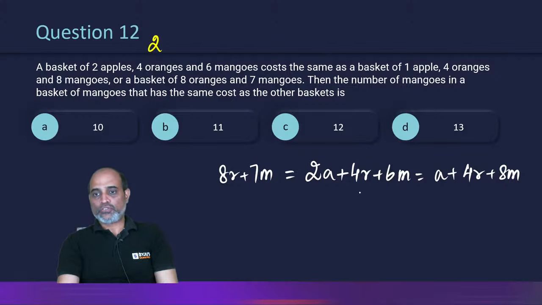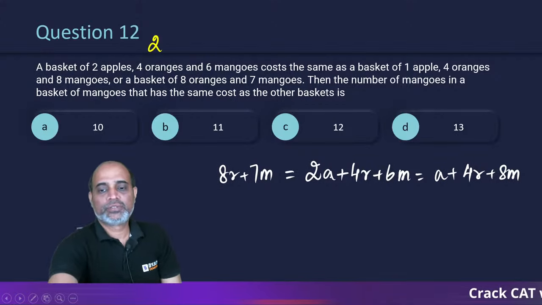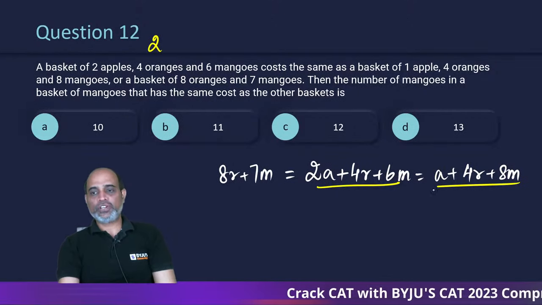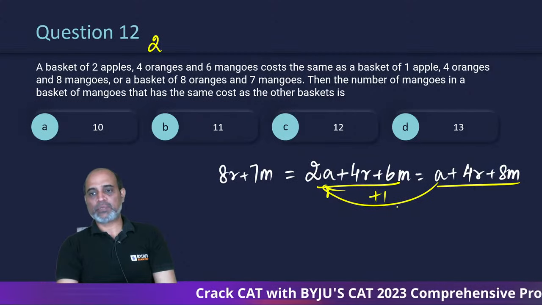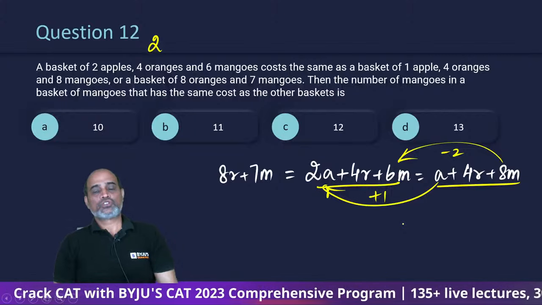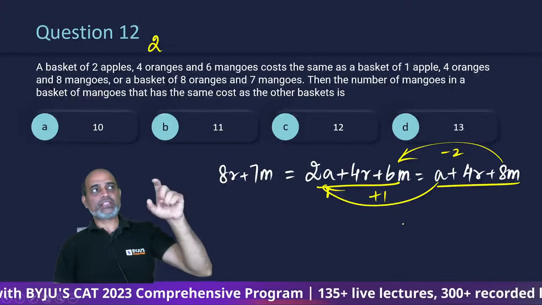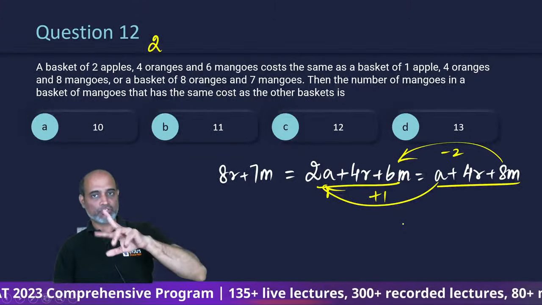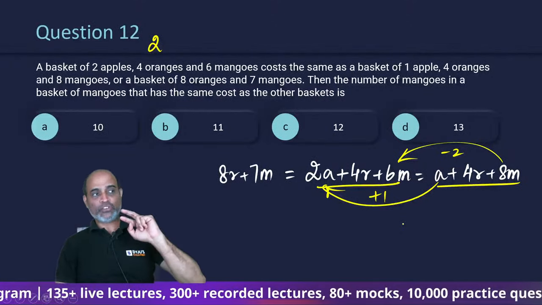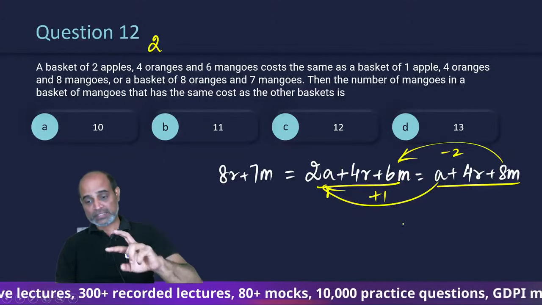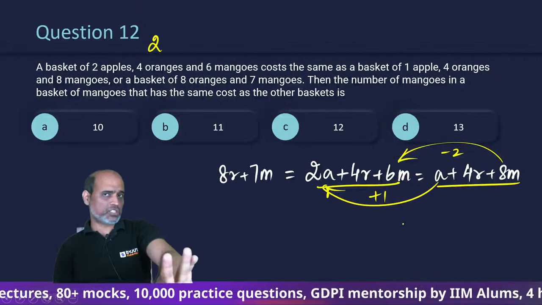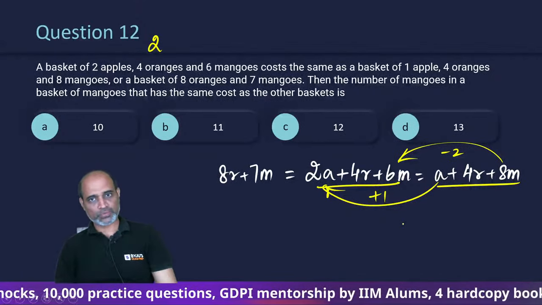So for this, what you need to do is compare. अगर आप इन दोनों को देखोगे तो what you will realize is apples increased by 1 and mangoes decreased by 2. So जब जब आप एप्पल में एक इंक्रीज करोगे मैंगोस 2 से कम हो जाएंगे. Vice versa, whenever you are going to decrease the number of apples by 1, number of mangoes will increase by 2. That's the ratio of the change between apples and mangoes. Oranges दोनों में 4 है, उसको ignore.